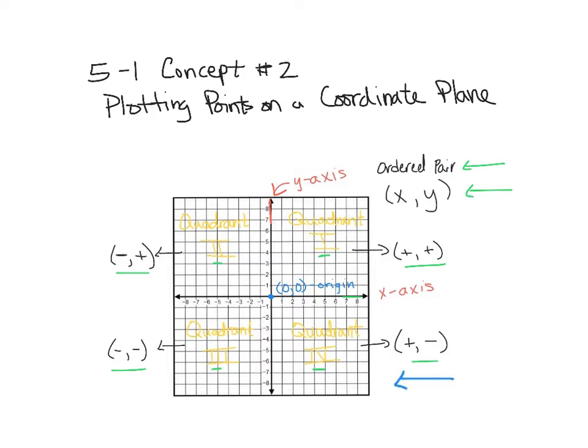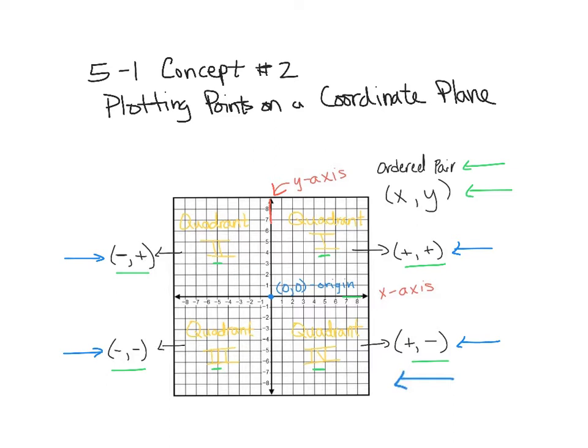So, if both of your coordinates are positive, it's going to fall in the first quadrant. If your x coordinate is negative, but your y coordinate is positive, it's going to fall in the second quadrant. If both your x and y are negative, it's going to fall in the third quadrant. And if your x is positive and your y is negative, it's going to fall in the fourth quadrant.